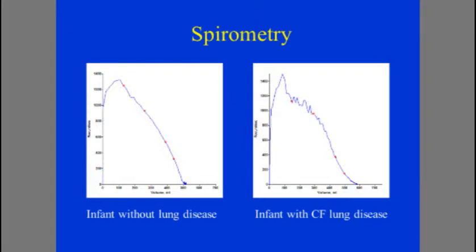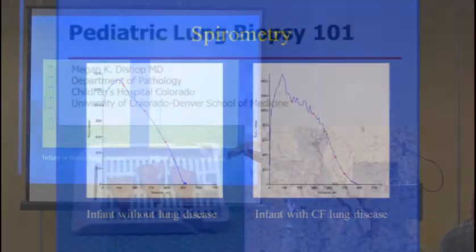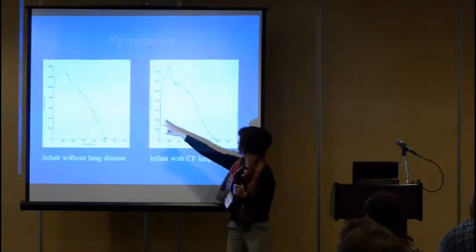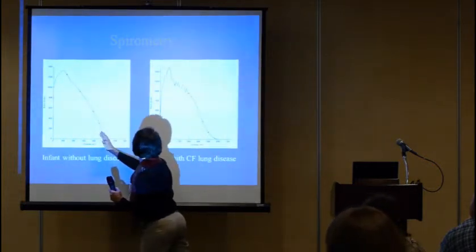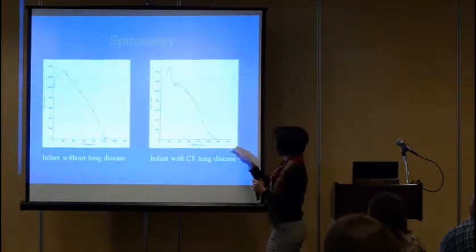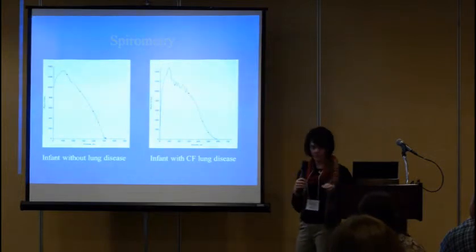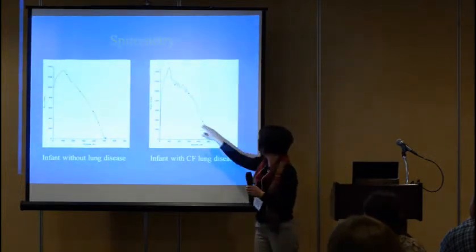But we also look at these things called flow volume curves or flow volume loops, which just has flow and volume here. And this is a normal child. It generally looks kind of bowed out. This is a child with cystic fibrosis. We do a fair number of those, and it has a little bit of the scooping here at the end.